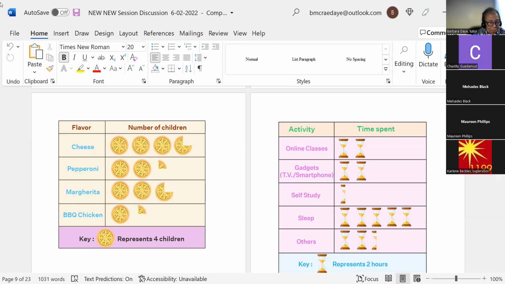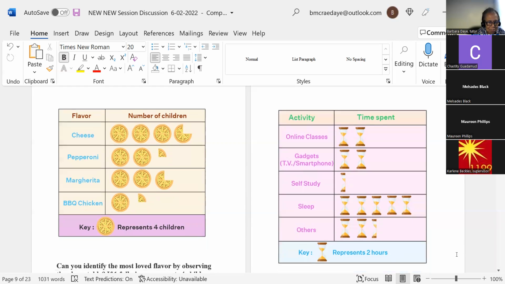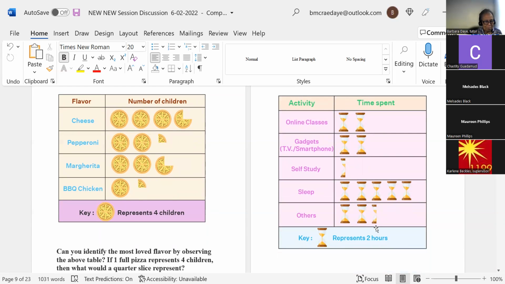These pictographs are kind of nice, right? Let's look at another one. You see the symbols over here? The key represents 2 hours. So, Mercedes, how much sleep time is there? Each symbol represents 2 hours. So how much time is spent sleeping? 10, because you've got 2, 2, 2, 2, 2. 5 times 2 is 10.